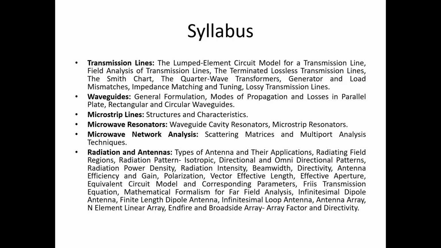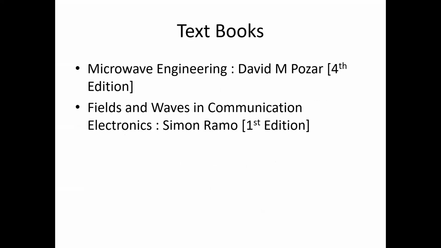Okay, for these topics, we have to look at several books. Actually, our main book is the second one, Fields and Waves in Communication Electronics, Simon Ramo. That is our main book, first edition. Try to remember it. This is the first edition, Fields and Waves in Communication Electronics, Simon Ramo. The book has been published in the year 1965.